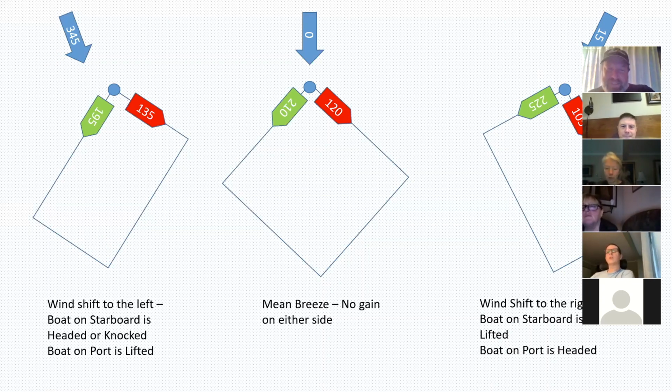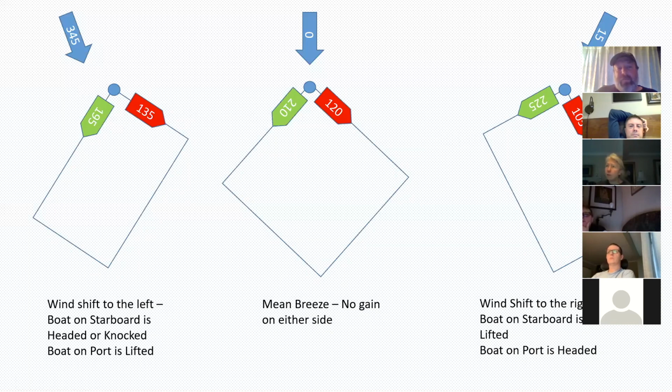So the middle picture is the same kind of thing. You have two boats sailing like 45-degree angles downwind. Say we're sailing asymmetrical boats or whatever. We're just sailing downwind at angles. And when you get the left shift, the green boat gets a header, just like they did in the first picture, and their number goes from 210 to 195. The red boat gets a lift, their number went from 120 to 135. And then the same thing happens all the way on the right there too.